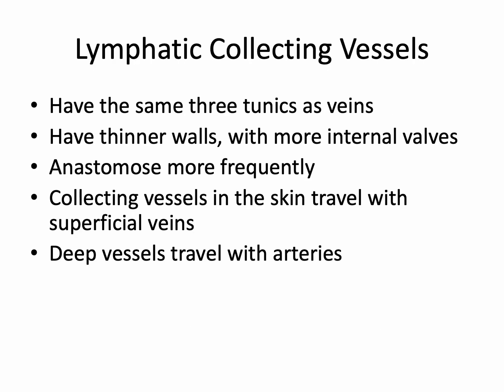Our collecting vessels are histologically like veins. It's very difficult to tell them apart unless you see if there's blood in them or not, although they tend to have slightly thinner walls than veins and a little bit more valves because the pressure inside the lymphatic system is so very low.